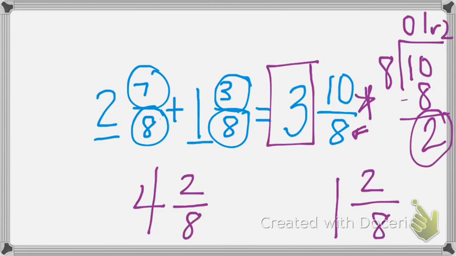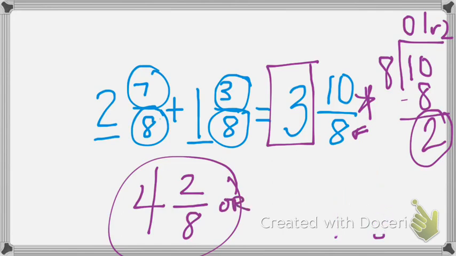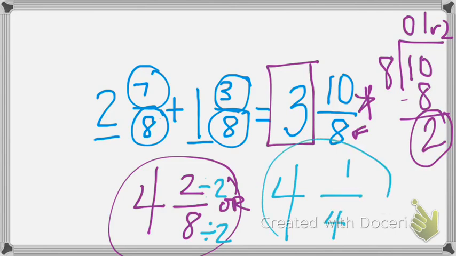At this point, you would have the opportunity to either leave it like this, or I could even simplify even further, because if I look at 2/8, I know that I can divide both the top and the bottom by 2. So I would end up with 4 1/4 as my final answer. If you left it like this, I would be okay with that. But if you can, I would love to see you try and simplify even further.